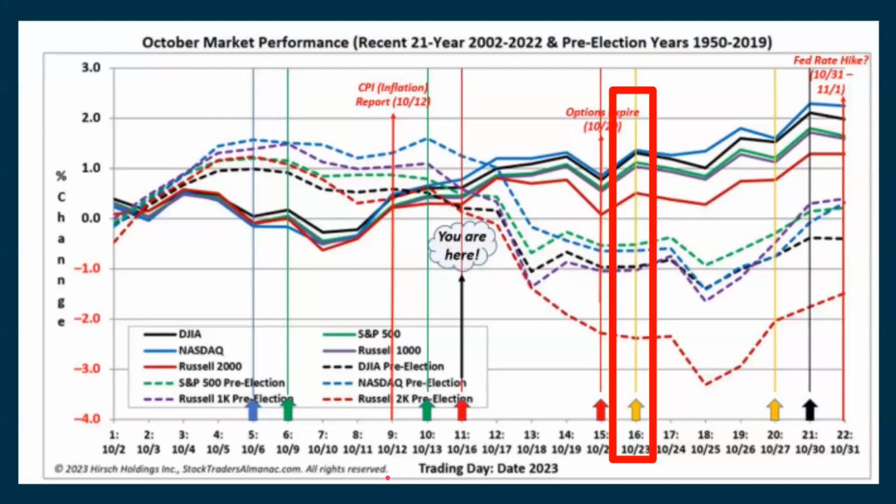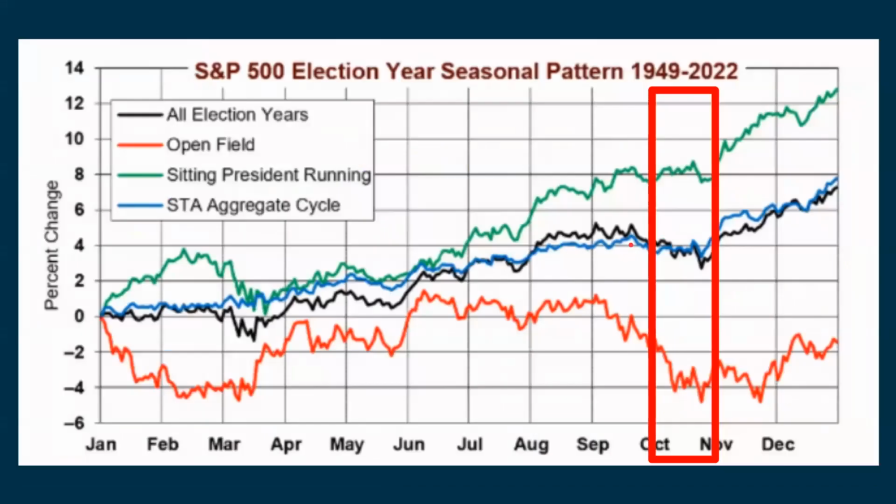Here's a look at the 16th trading day of the month. That's what we'll see on Monday, where historically the green line, that's the S&P, we do see some positive action there, where it's more flat when we just look at pre-election years. And then I have a whole slew of different charts. This is showing the month of October during a pre-election year when the current president is running for re-election.